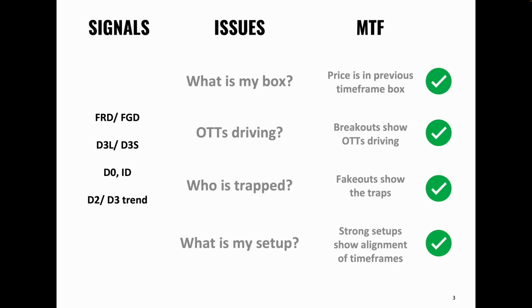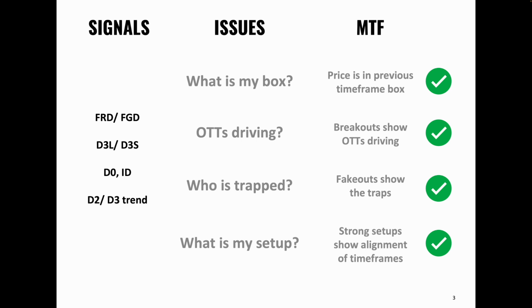Quick recap. What did we discuss last time? We were discussing thesis generation. What are the signals provided by the Stacey Burke style system, and what you should look for based on that? What are the key issues that can happen, and how to trade it with multi-timeframe elements that I propose. So the signals: first red day, first green day, 3 days of longs, inside day, day 2, day 3 trend.